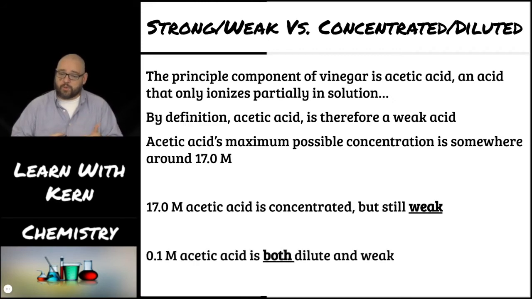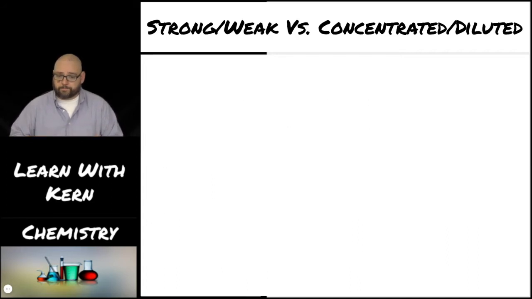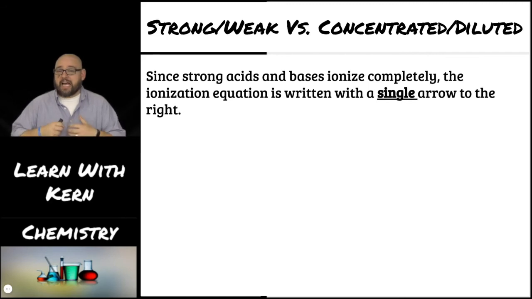Whereas 0.1 molar acetic acid is a weak acid that is also dilute because it does not have very much concentration. It has very little solute dissolved, and that solute does not ionize completely. It only partially ionizes. So a dilute, weak acid is going to have very few hydrogen ions. A strong dilute acid will have quite a few hydrogen ions because strong acids are going to ionize completely. Weak acids are only going to ionize partially. So strong acids and bases ionize completely.